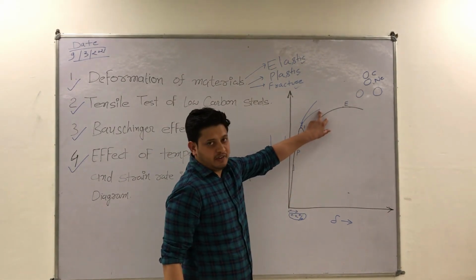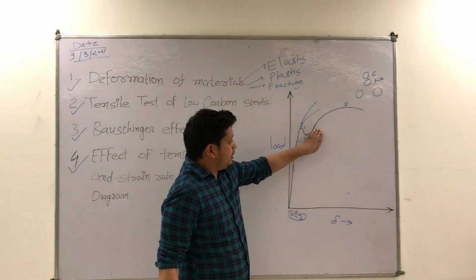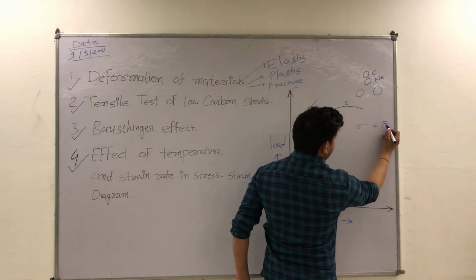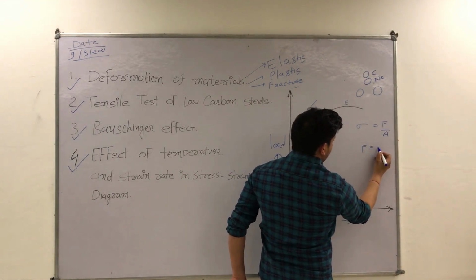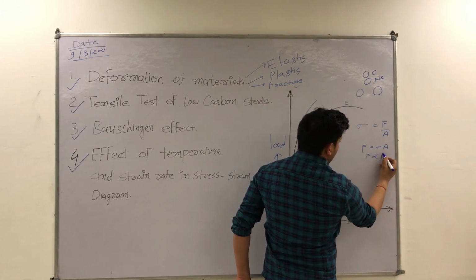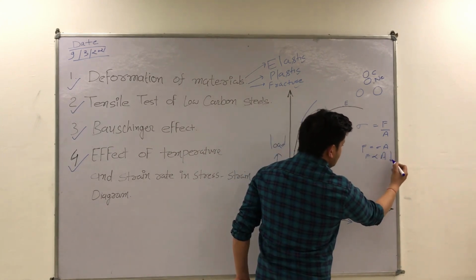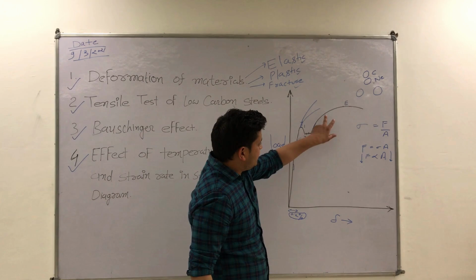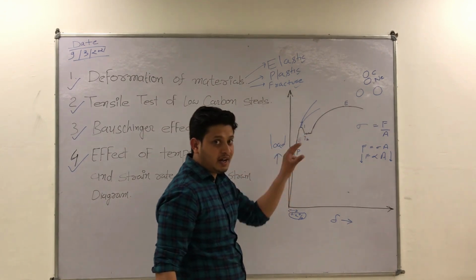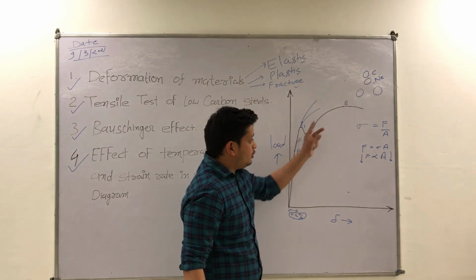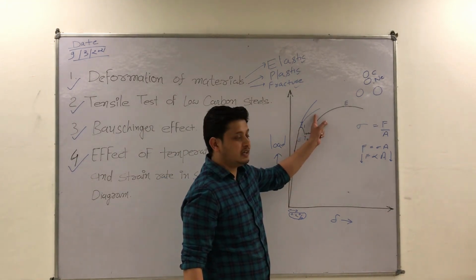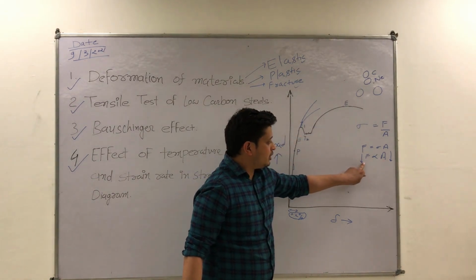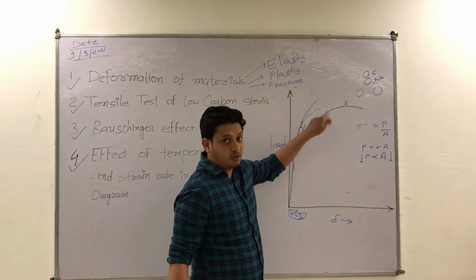But there are two countering effects. First one, due to decrease in the cross sectional area, as we know that stress is equal to force upon area, or we can say force is equal to stress into area, means force is proportional to area. As area decreases as the material is deformed, the load required to deform the material is low. But at the same time, due to strain hardening, the load required to deform the material is more. In this particular region, due to decrease in the area, load required is low, but due to strain hardening, load required is more.